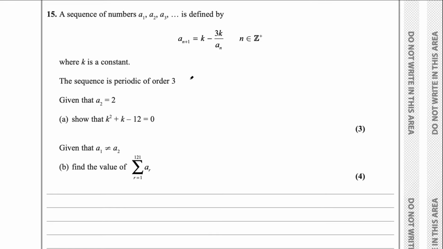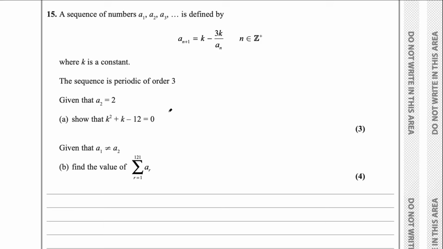Question 15 says a sequence of numbers a sub 1, a sub 2, a sub 3, etc. is defined by a sub n plus 1 equals k take 3k over a sub n, where n is any positive integer, and where k is a constant. The sequence is periodic of order 3. Given that a sub 2 equals 2, part A says show that k squared plus k take 12 is equal to 0.